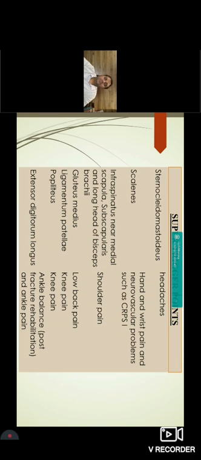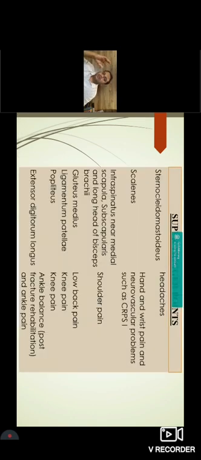So when you talk about the super trigger points, what are the conditions or symptoms they have? You have the sternocleidomastoid for headaches, vertigo, right? You have the scalenes for hand and wrist pain, neurovascular problems. Infraspinatus for shoulder pain, gluteus medius for low back pain, ligamentum patella for knee pain, popliteus for knee pain, extensor digitorum longus for ankle pain.